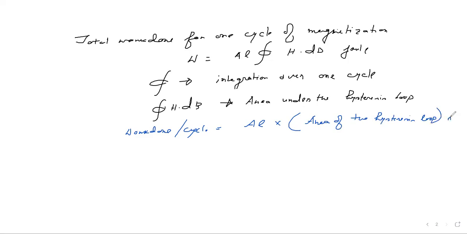So if you know the area under the hysteresis loop, from that you are able to find out the work done per cycle. If you measure the area under the hysteresis loop, and if you know the volume of the magnetic material, from that also you can find out the work done per cycle. And work done means the energy loss, sometimes also work done per cycle per meter cube, meaning per unit of volume.